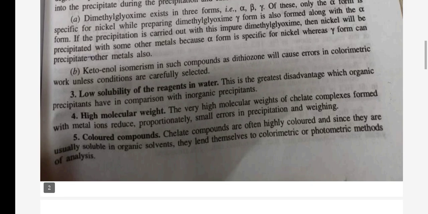Fourth one is high molecular weight. The very high molecular weight of chelate complexes formed with metal ions reduces proportionality, causing some error in precipitation and weighing. Fifth one is colored complex compounds. Chelate compounds are often highly colored, and since they are usually soluble in organic solvents, they lend themselves to colorimetric or photometric methods of analysis.